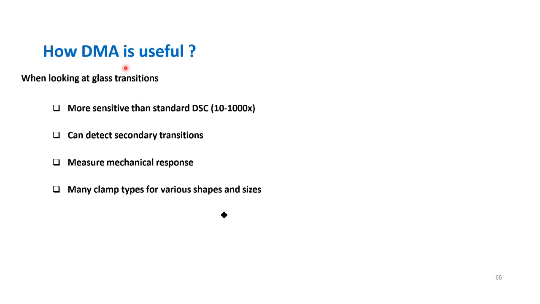So why is it useful? When we are looking at glass transition, we can get more sensitive information with the DMA as compared to the DSC. Then we can detect the secondary transitions also in these samples. Then we can measure the mechanical response, and many clamp types of various shapes and sizes are present to perform this study.